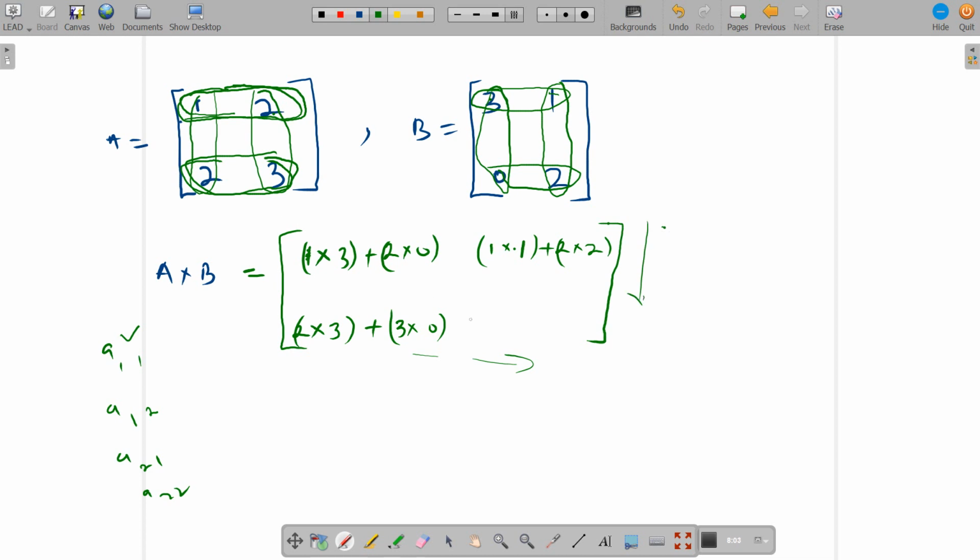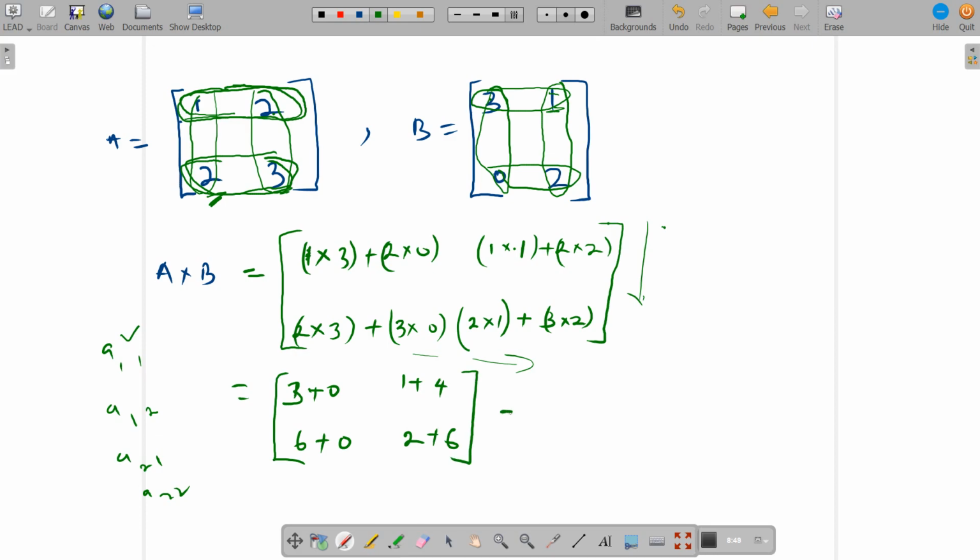Okay, second row and the second column. So it's going to be 2 times 1, because this is the second row of A, plus, second row, that is 2 here times 1 here, then plus 3 here times 2 there, then you close it. Then you resolve what we have there. So you are going to have 3 plus 0, then 1 plus 4, then you have 6 plus 0, then you have 2 plus 6. This is going to give you 3, 4, 6, and 8. That is going to be the multiplication value.